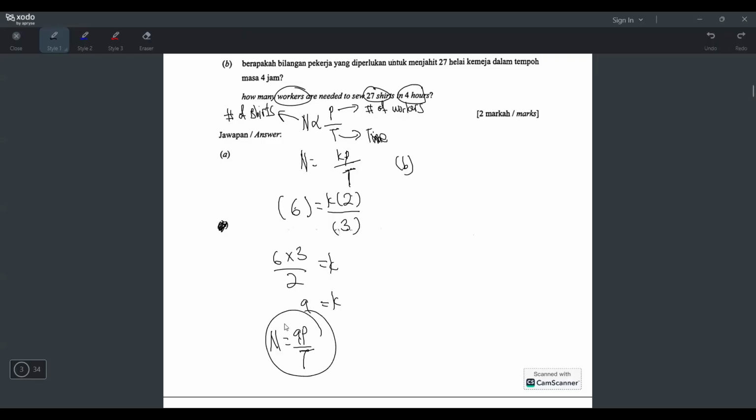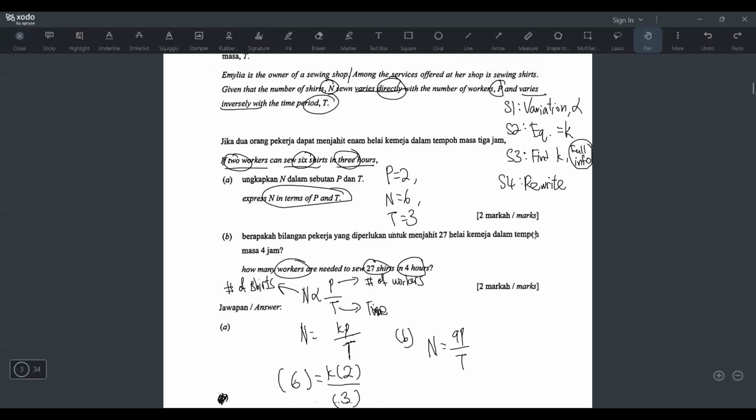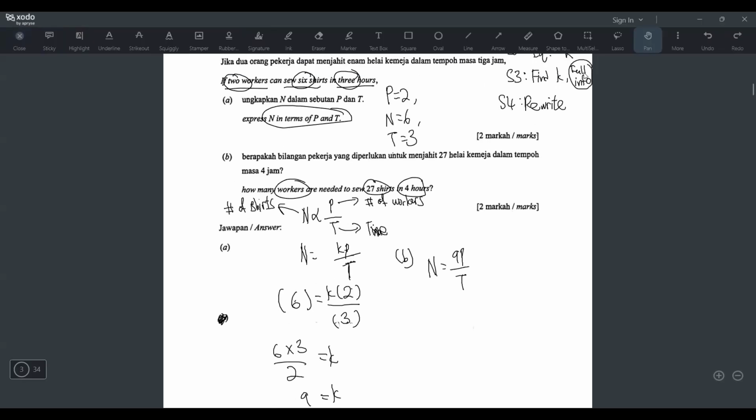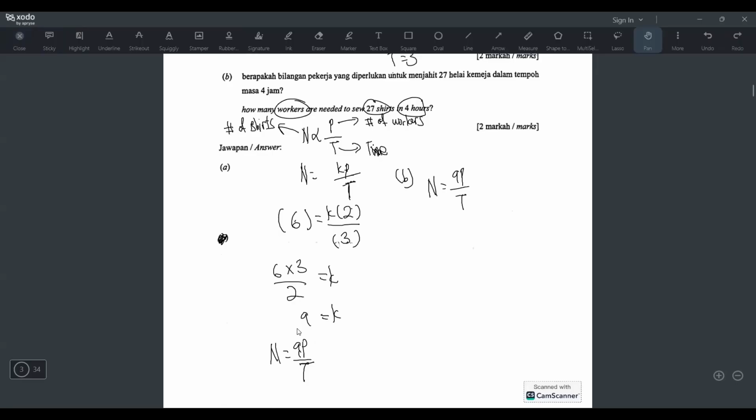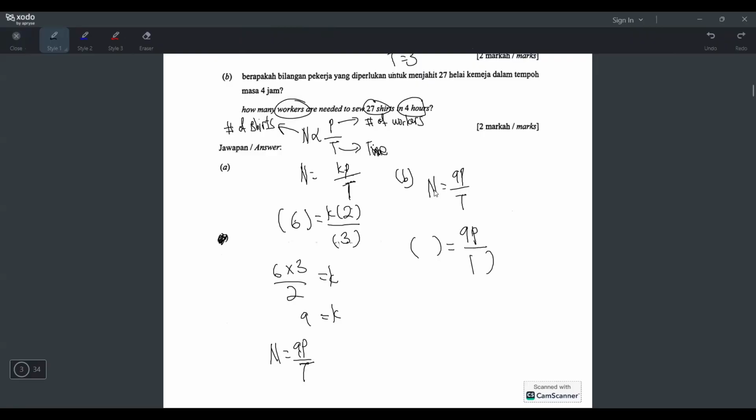So I will continue from my A answer, which is N equals 9P over T. Because you need to do the 4 steps before you reach step 5, right? But we don't have to do it again. Just now A did it already. So we can just continue from here. And remember what they want now? They want the P. And if they want the P, they need to give us what? They need to give us N and T, right? Otherwise, how can I find P, right? If they never give me the N and T, right?